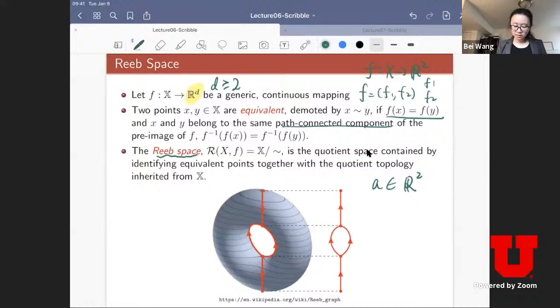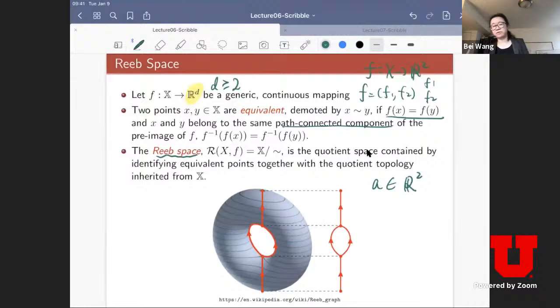Now A, for example, if D is equal to 2, is a point, it's a vector, right? So two points are equivalent if their function values are the same when their vectors match each other, okay? And everything else is the same. So now if you do this, you get, again, a topological skeleton.